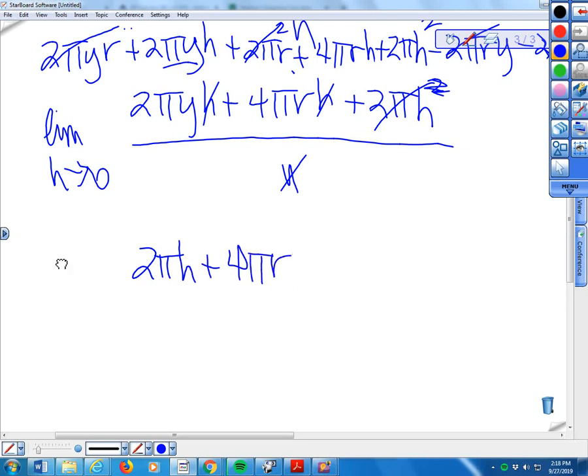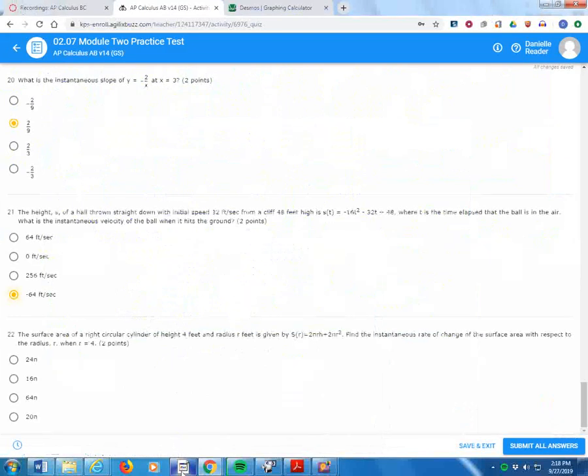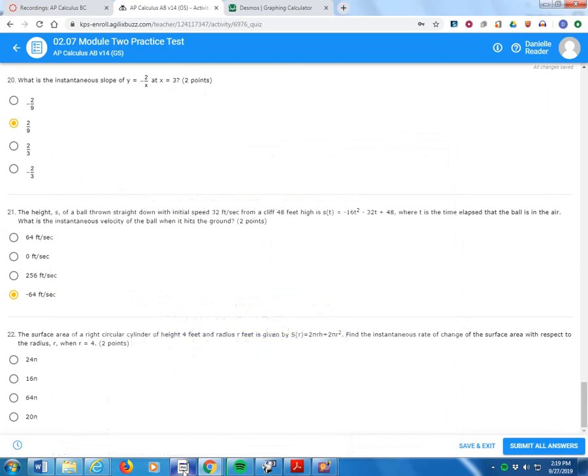Okay. Yeah. So let's see what the question says now. Find the instantaneous rate of change of the surface area with respect to the radius. And the height is 4. There's that. The height is 4. So 4 and 4. So I put 4 in here. 2 pi times 4 plus 4 pi times 4 is 8 pi plus 16 pi is 24 pi. So that's that.